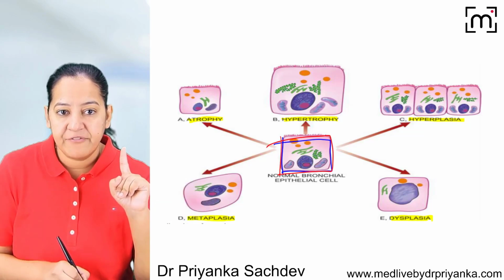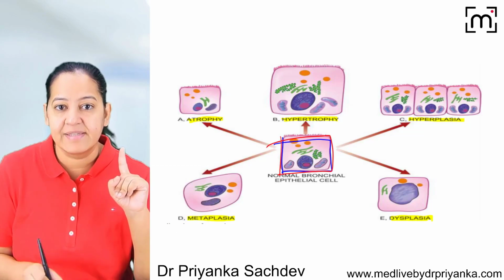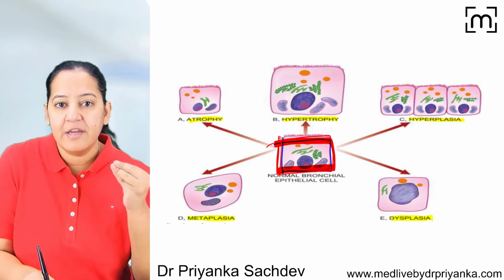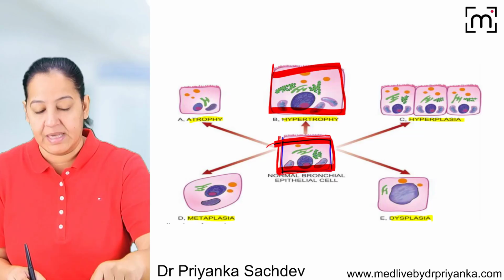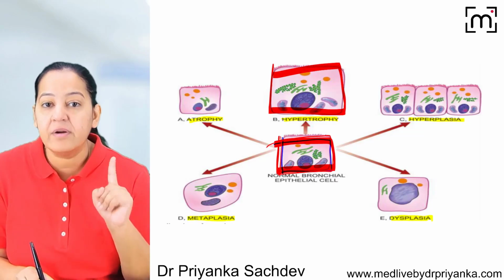Can you tell me the difference between this cell and this cell? This is a normal cell. Here you can see the increase in size, but not number. Here also one cell, here also one cell. So this is known as hypertrophy.